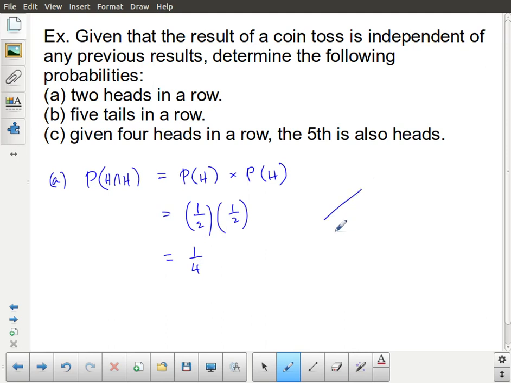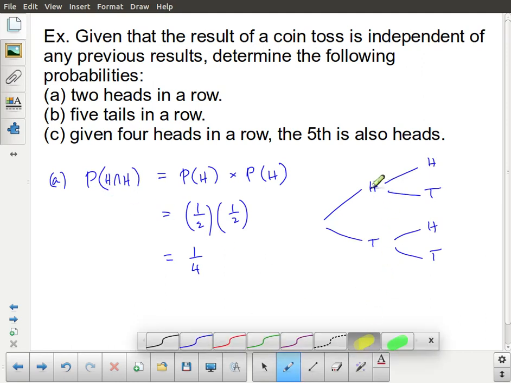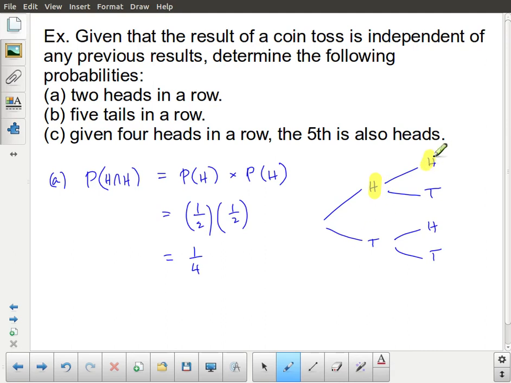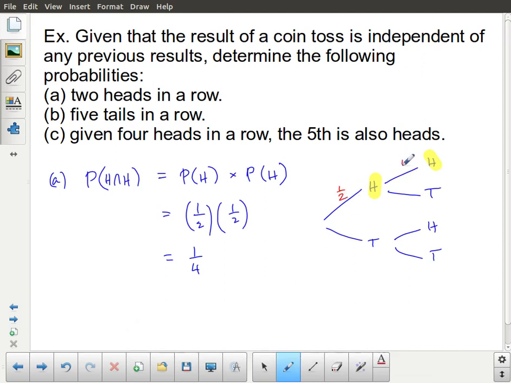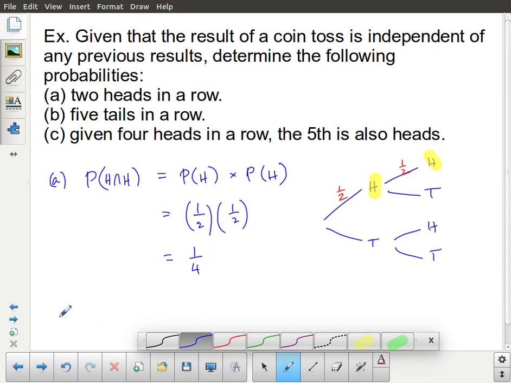I could have illustrated this with a tree diagram, heads, tails, heads, tails, heads, tails. And then we look, well, to get heads and heads, I have to go there first and I have to go there second. Those are my only options. And so there's 4 possible outcomes here, but only one of them leads to what I want. Or another way is I've got a 1/2 there and I've got a 1/2 there, and I multiply them together just as I did here, and I end up with a probability of 1/4 or 25%.